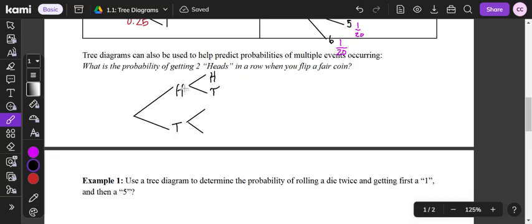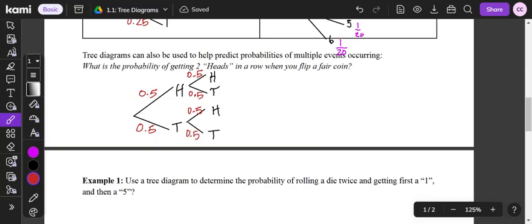You could have gotten heads, then tails. You could have gotten tails and then heads. Or you could have gotten two tails, just like that. And again, this word fair, right? That means for every single one of these splits in the branches, we have an equal probability. I have a 0.5 probability of getting a head and a 0.5 probability of getting tails. And that's the same over here too. So my tree diagram is going to look like this.